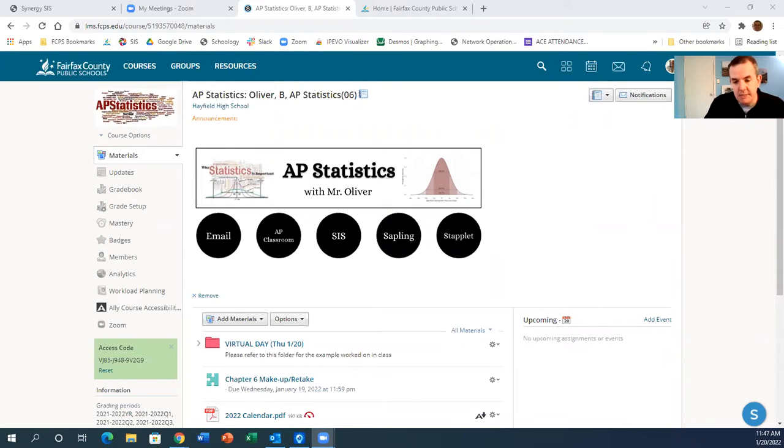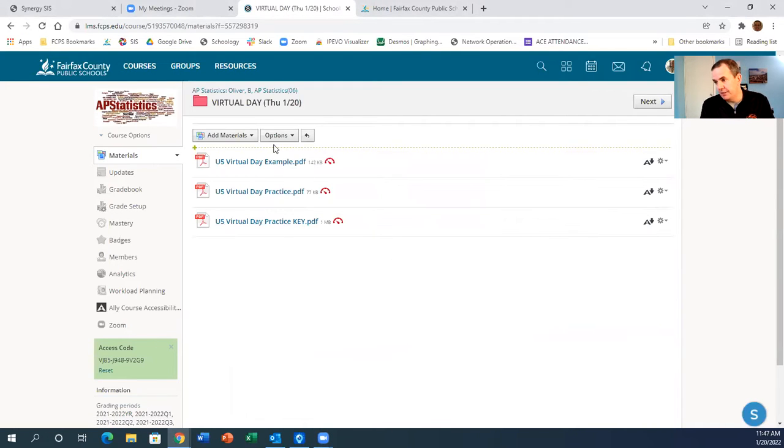Class ends at 12:15, so I'm hopefully going to be done before then, fingers crossed. But here is the deal. If you want to know the files I'm using, they're in this virtual day folder. Inside the virtual day folder are a couple things. There's an example, then there's a practice that you can work on your own along with the key. I'm going to put the video up at the end of the day, so it's in another folder. I'm just going to move it over to this folder.